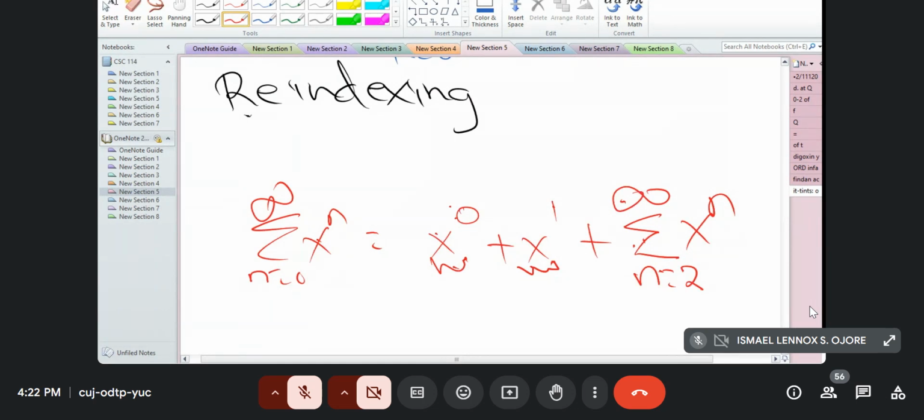So to reindex, you want to take separate values corresponding to k equals 0 and k equals 1 for the first, second, and fourth terms. Once you do that, then you will be able to sum everything starting from 2 to infinity. So that's the next thing we're going to do.